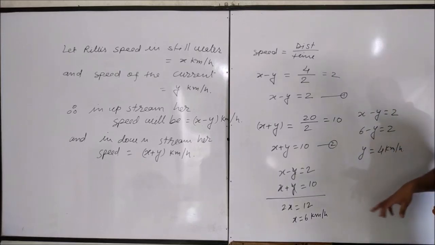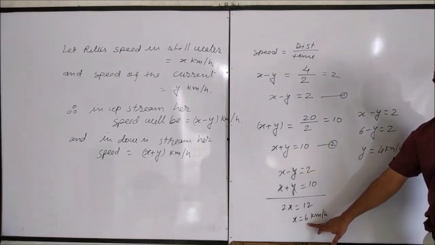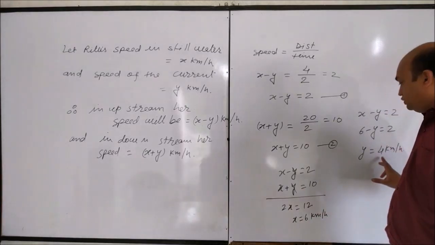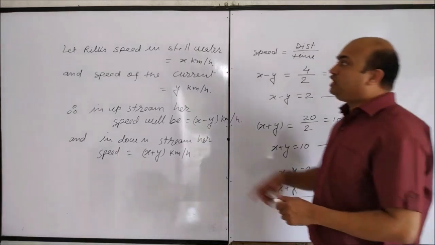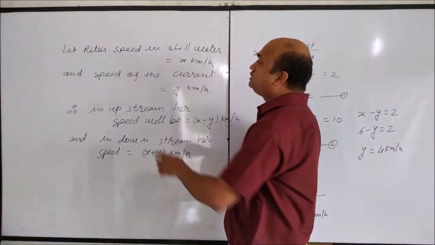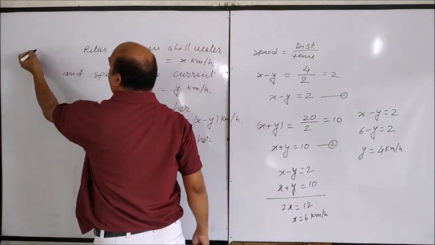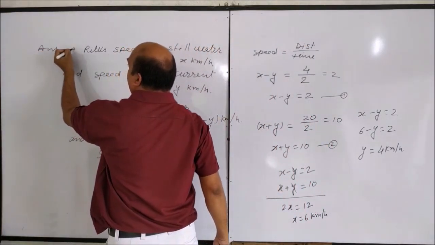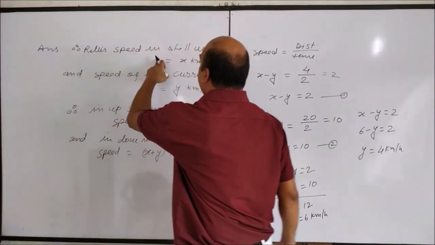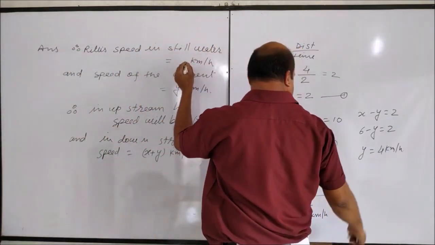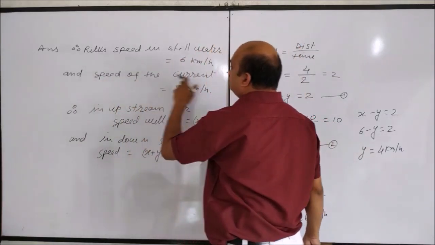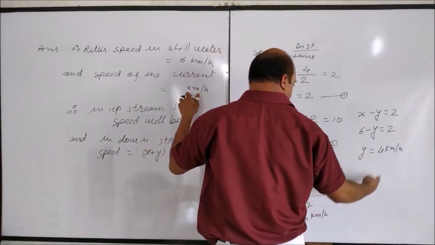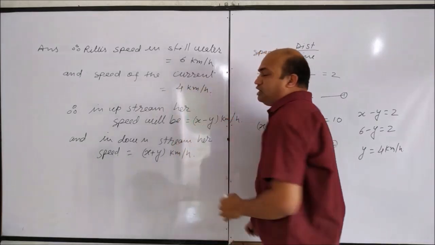Therefore, her speed in still water is equal to 6 km per hour and speed of current is 4 km per hour. So at last the answer can be given as, therefore Ritu's speed in still water is equal to 6 km per hour and speed of the current is equal to 4 kilometer per hour. Thank you.